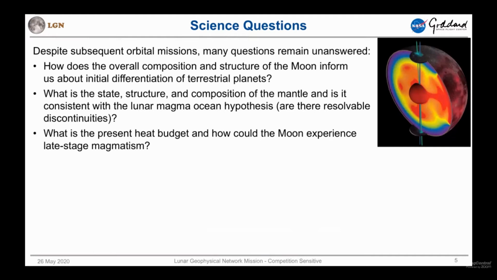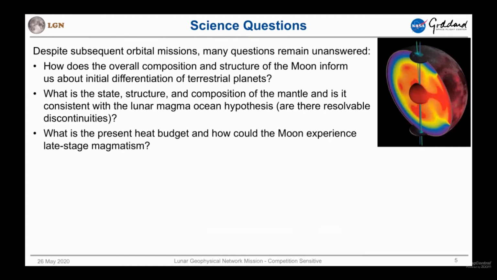Trying to look at and document what the current state, structure, and composition of that mantle is, and is it consistent with this magma ocean hypothesis. So we will be testing the lunar magma ocean hypothesis. What is the present heat budget?